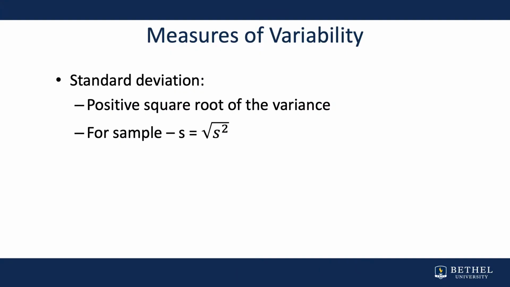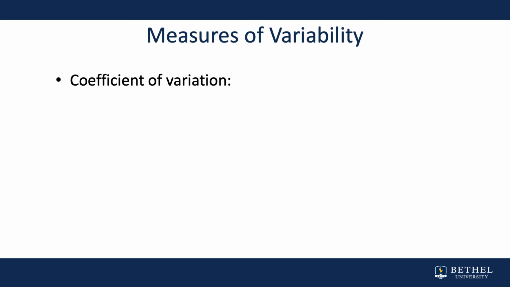So all the stuff that we just figured out as far as figuring out what the variance is in a set of data, all we do is take the square root of that and we end up with the standard deviation. So for the sample, it's represented by the letter S. So it's S equals the square root of S squared, which is the variance for the sample. And for the population, it's sigma, which is equal to the square root of sigma squared, which is the population variance.